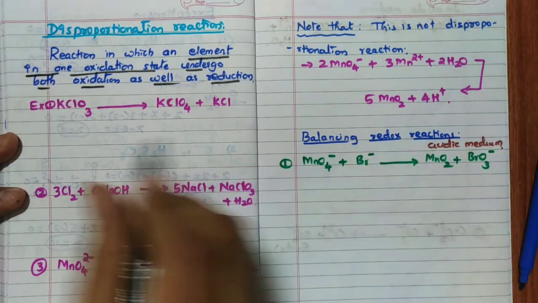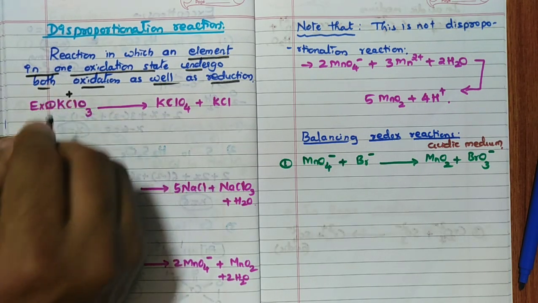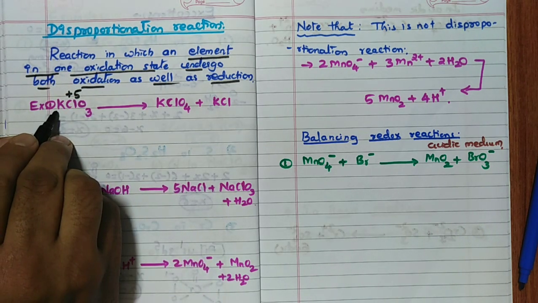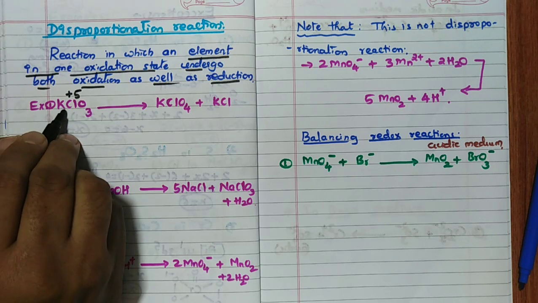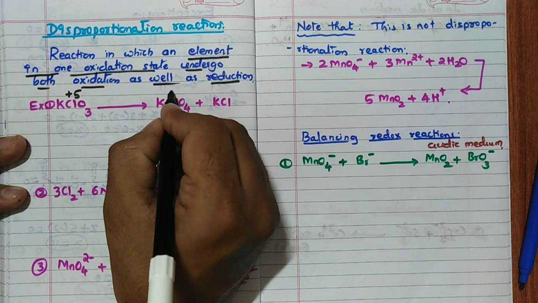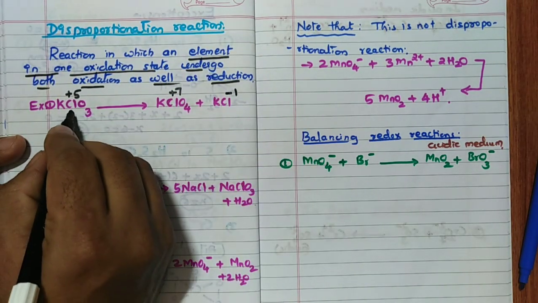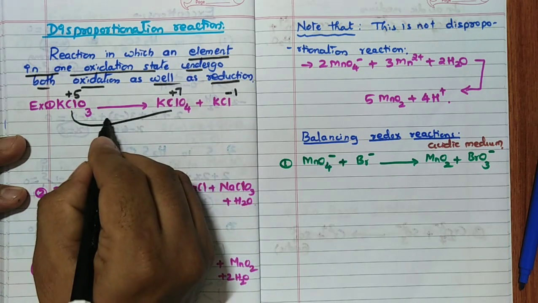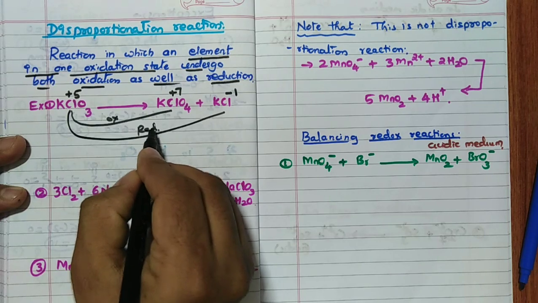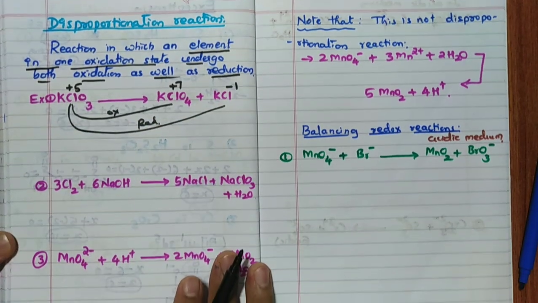For example, the oxidation state of Cl here is plus 5. You calculate using the same method. K is plus 1, plus 1 plus x minus 6 equal to 0, x is equal to plus 5. In KClO4, it is plus 7. In KCl, it is minus 1. So you can see Cl from here to here, this is oxidation. From Cl here to here, this is reduction. See, the same element undergoes both oxidation and reduction. It is called a disproportionation reaction.